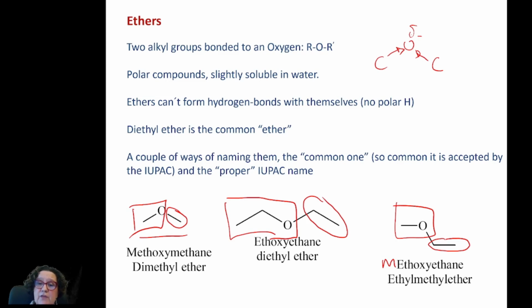That's what I was saying, I made a mistake there. You should not say ethoxyethane on the last one. It should say methoxyethane. Apologies, that's a copy and paste error. So that's how the IUPAC proper name is. You will see that the common name, naming both alkyl chains as alkyl ether, is the most common one.